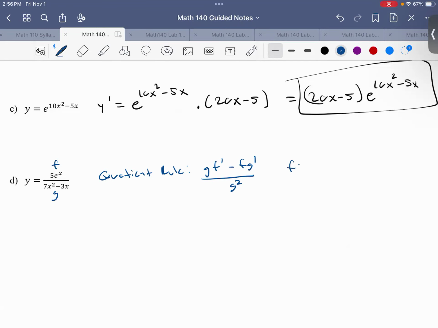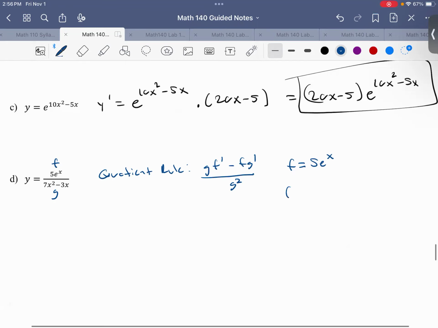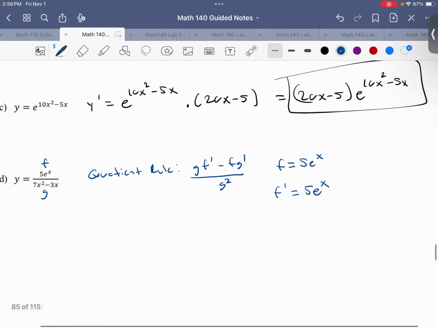So f is 5e to the x. So the derivative of 5e to the x, so 5 just comes along with it, comes along with the e to the x derivative, and derivative of e to the x is just itself, e to the x. And g is 7x squared minus 3x, and the derivative of that is just 14x minus 3.